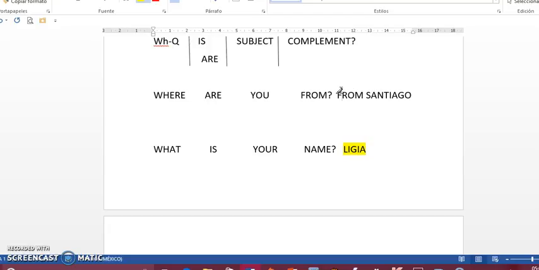Here, the answer of this question is also an information. From Santiago is a place, so therefore the question is, where are you from? From Santiago. What is your name? Ligia. Ligia is a name, is something. So I'm going to use what for things, all right? Animals or things. For example, here my name. What is your name? Ligia, or my name is Ligia.